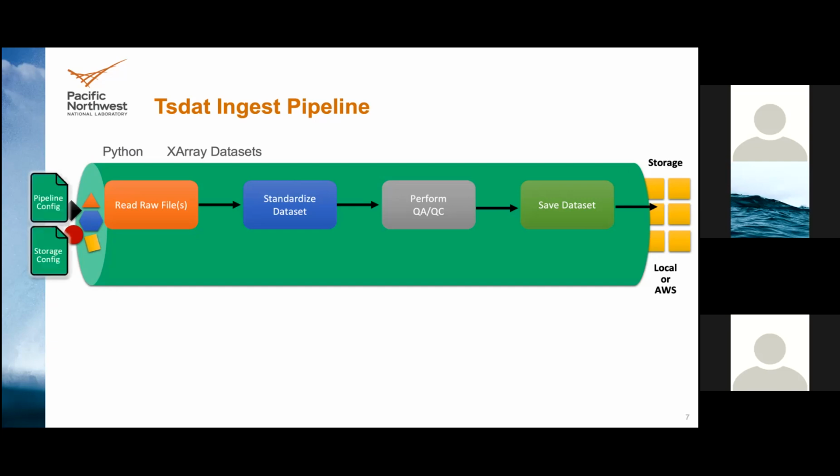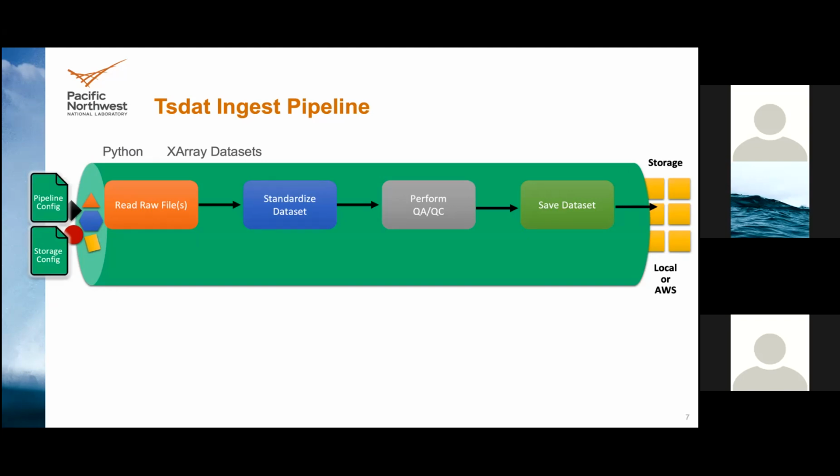So next animation, thanks. In order to control exactly what runs in your pipeline, we have two different configuration files that the users can fill out. The first one is the pipeline config. That defines the variables you want to include from the raw data files, what units you want to convert to, what metadata you're going to include, and what QC checks to perform, etc.